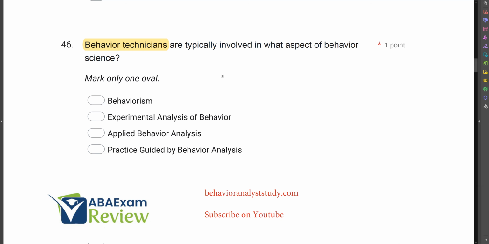Well, behaviorism is the philosophy, right? It's the guiding theory. So when we talk about radical behaviorism, that is our guiding theory. That's our philosophy. Technicians aren't typically involved in that piece. Experimental analysis of behavior is when behavioral experiments are done on animals typically, or in controlled settings. It's not applied, meaning we're not going into C, applied behavior analysis, and now taking these experiments and using them on humans.